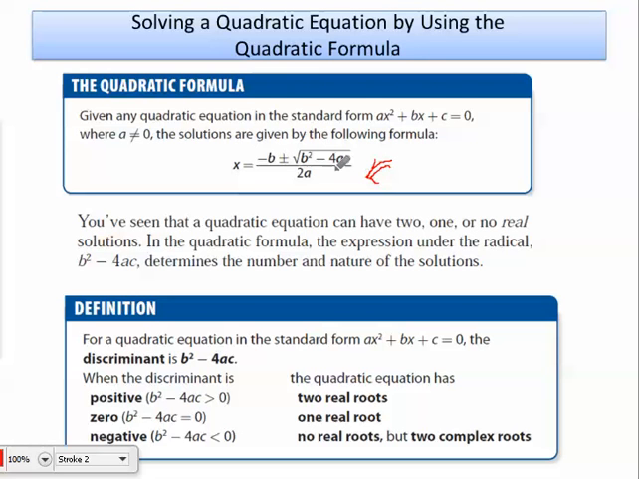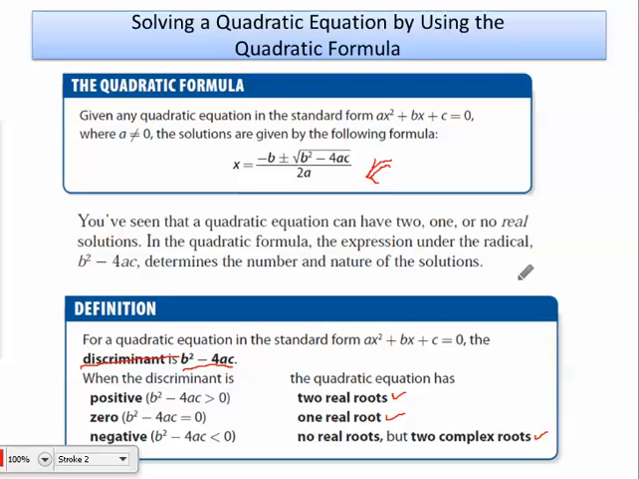Interesting thing, see how you got the square root here? That square root, everything in there is what they call the discriminant. Okay, see right here, discriminant. This is b squared minus 4ac. If that discriminant is a positive number, you're going to have two real roots. If that discriminant is equal to 0, you've only got one real root. And if it's a negative number, you've got two complex roots.